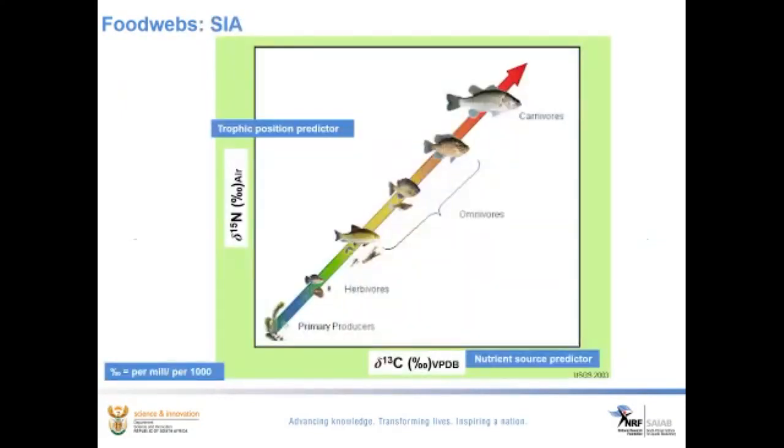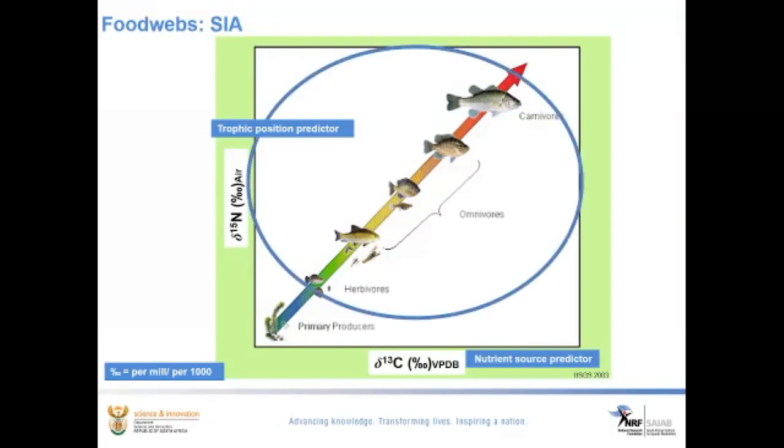Now, we use stable isotope analysis to get a more three-dimensional view of how food webs could be functioning, whereas the delta 15 nitrogen isotope value can show us the trophic position of an individual in a food web. The delta 13 carbon can show us where this nutrient comes from. This can then be used to construct full food webs and give us an idea of energy flow through a system.